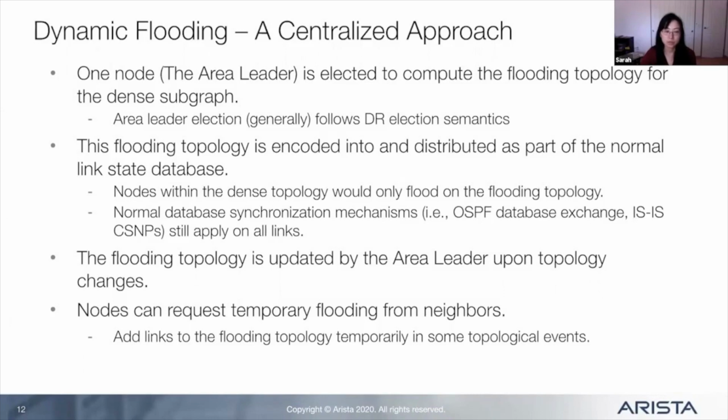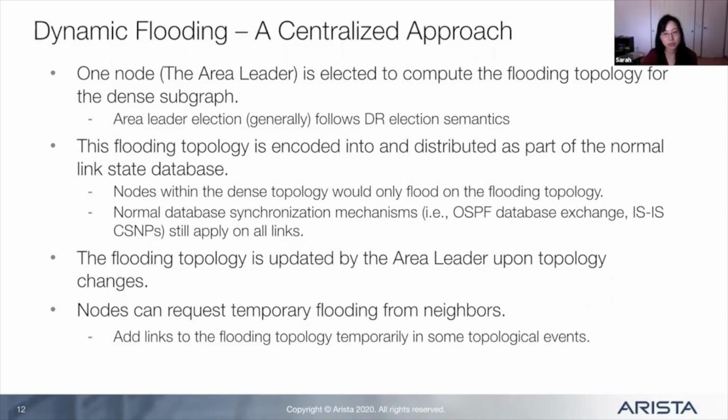This flooding topology is then encoded into LSPs and distributed as part of the normal link state database. So every node in this area will receive the flooding topology. And once having the flooding topology, it will only flood the link states on the flooding topology. By the way, the data traffic still flows on the physical topology. This flooding topology is only for the link state updates.